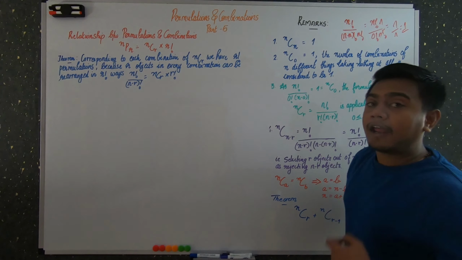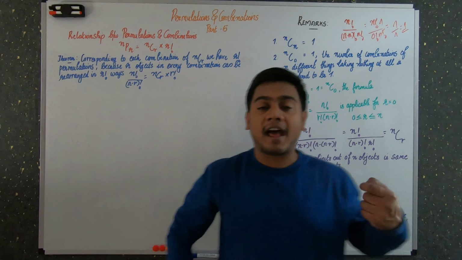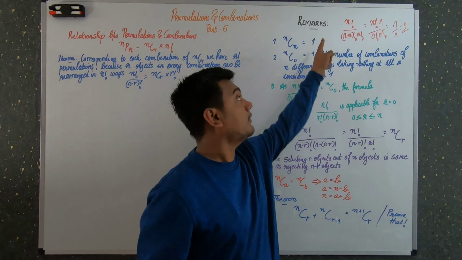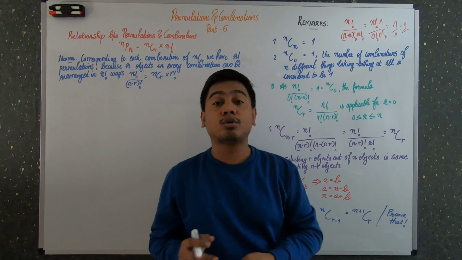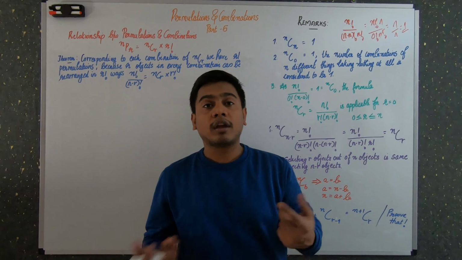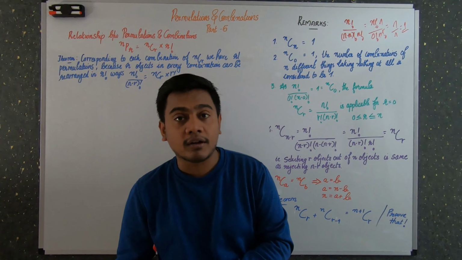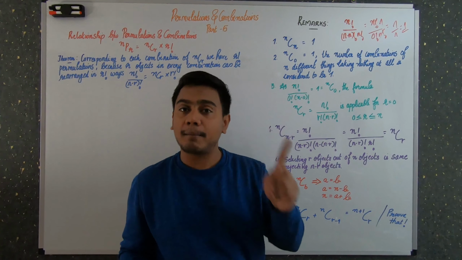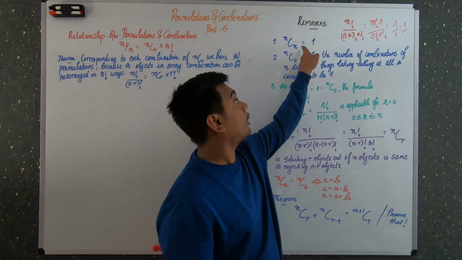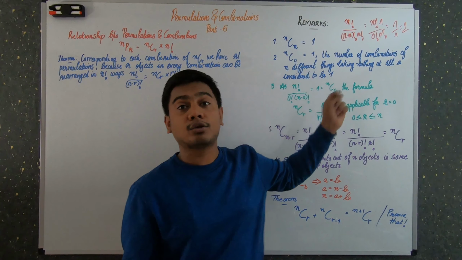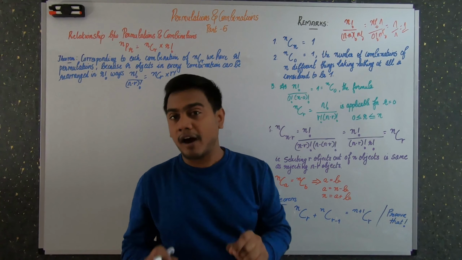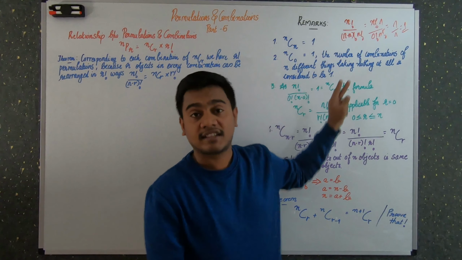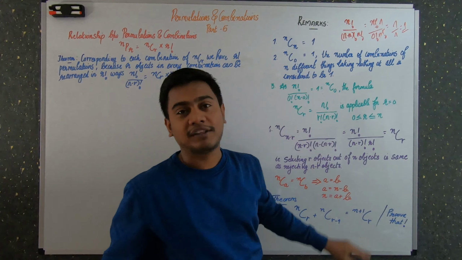And why do you get this answer as 1? Because when there are n objects and you take all objects at a time, their order is not important, so you have only one possible combination. So if you get problems like this, you can directly write the answer as 1. You don't have to do the entire steps. That's the importance of these remarks.